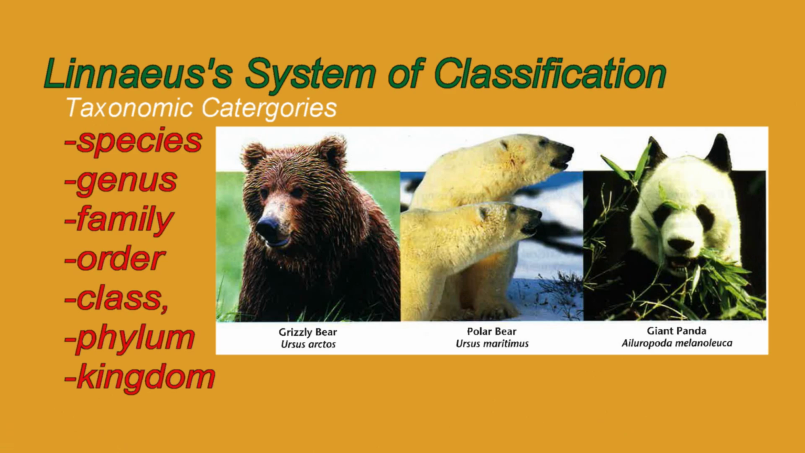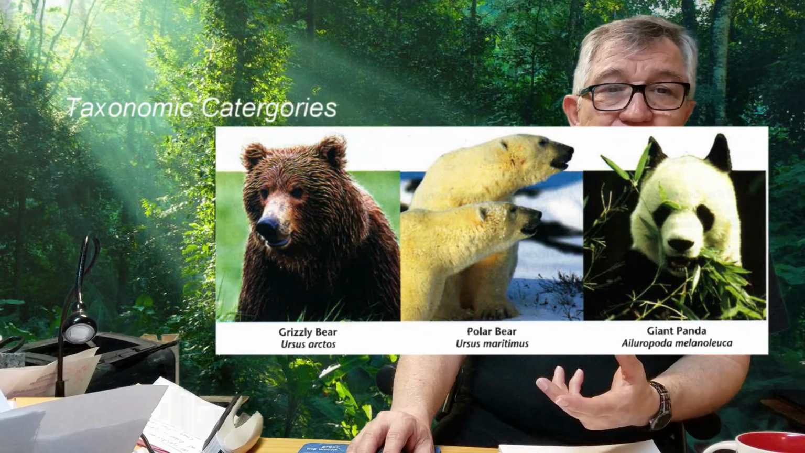The 2 smallest categories, genus and species, were discussed in the example of the bears. The giant panda, shown in the figure here, resembles the grizzly bear and the polar bear. However, it differs enough from them and other species in the genus Ursus that it is placed in its own genus, called Ailuropoda.